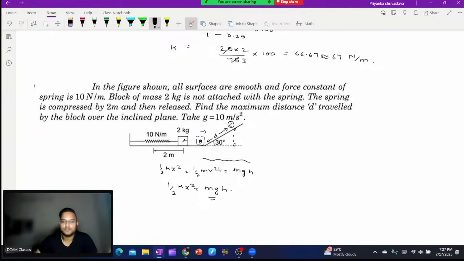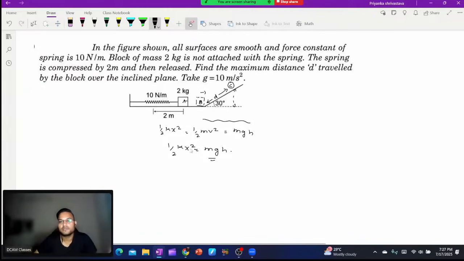2 meters. It's not that difficult. The question is not difficult. Half kx square will be equal to mgh. You will just equate them, put the values, and here this h will be equal to d sine theta. That's all. d by 2. So you'll get the value d is equal to 2h. Yes. These are the two equations that you will be using, 1 and 2.